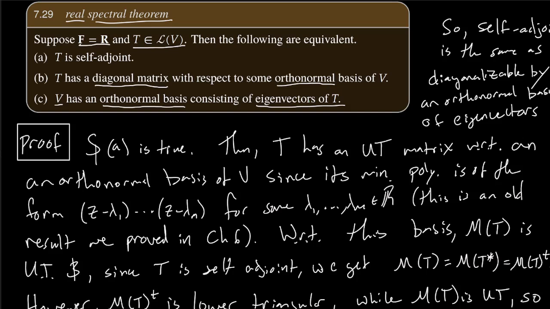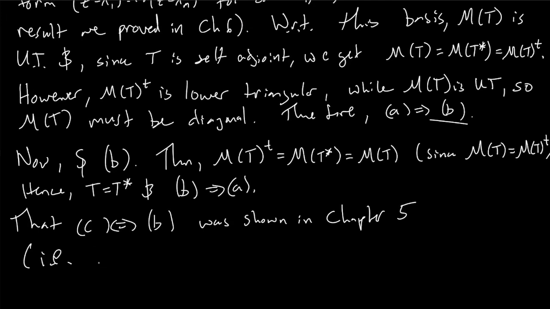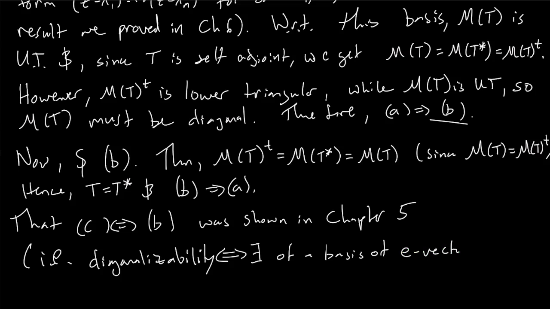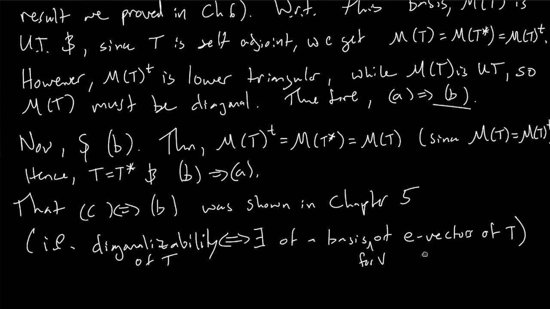All you have to do is use the definition of what the matrix of an operator with respect to some basis is. It tells you how to write the image of a basis element as a linear combination of the basis elements. If that's diagonal, it means that all those basis elements are eigenvectors, i.e., diagonalizability of T is equivalent to the existence of a basis for V of eigenvectors of T.